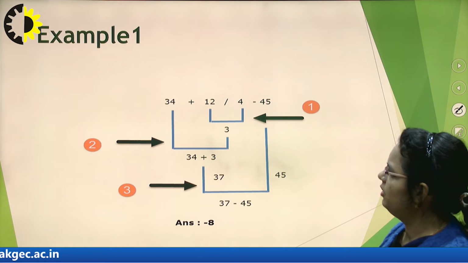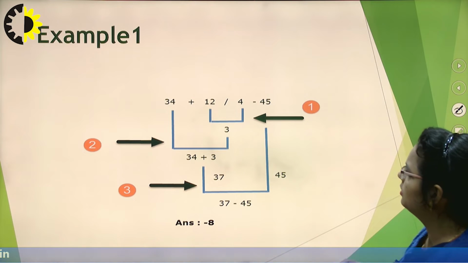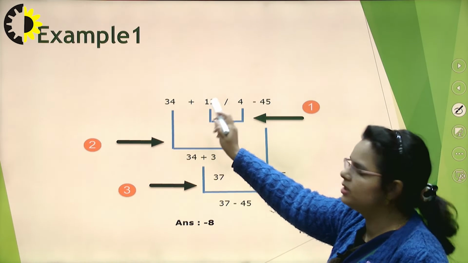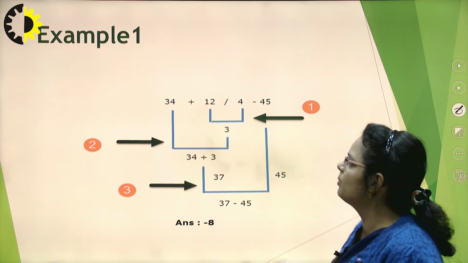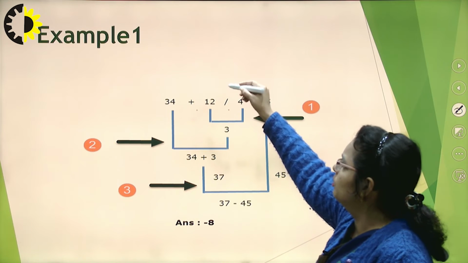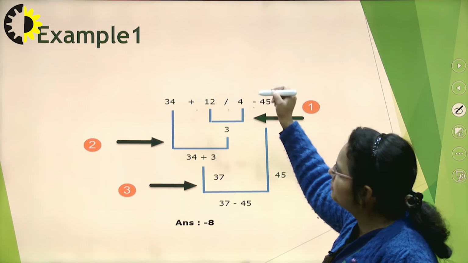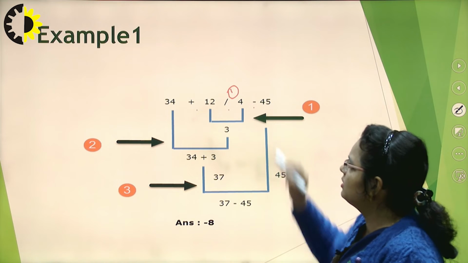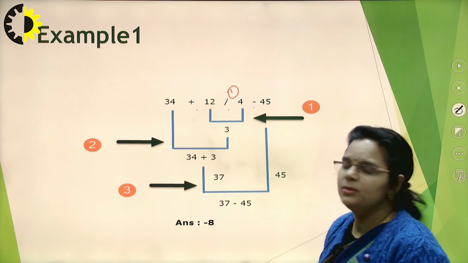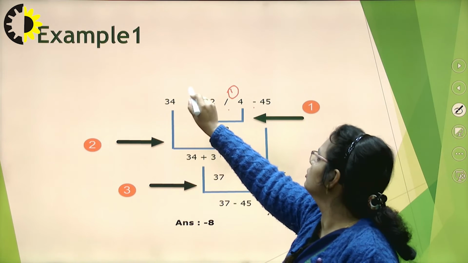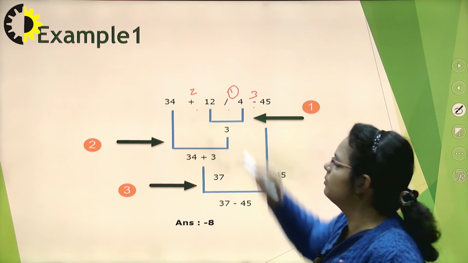See, first of all, let us evaluate this as per the operator precedence. In this example we have 3 operators: plus, multiplication and minus. Multiplication and division have higher precedence than plus and minus, so this would be evaluated first. Later on, plus and minus have left to right associativity, so then this would be evaluated, and in the third step this would be evaluated.